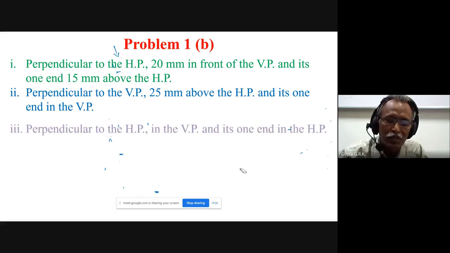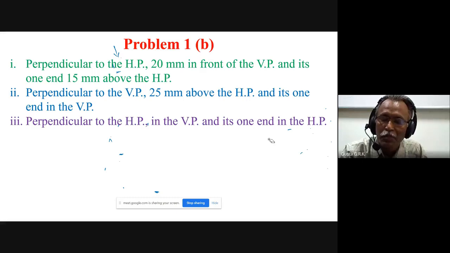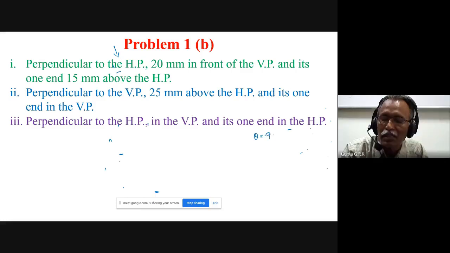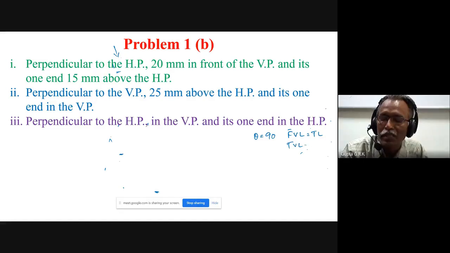Okay, one more. Perpendicular to HP. Perpendicular to HP means theta is 90, and the front view length is true length. So the top view length is 0.